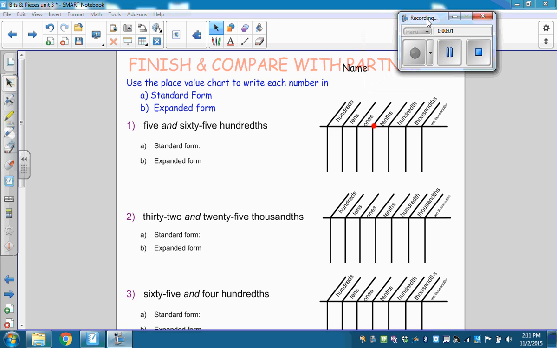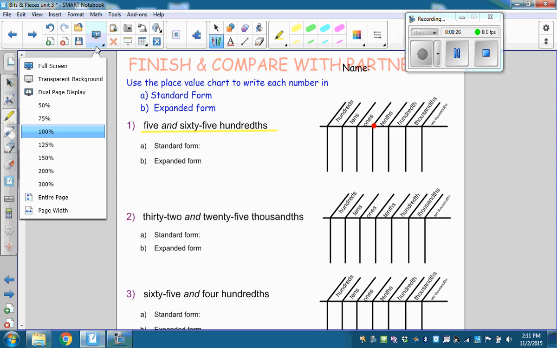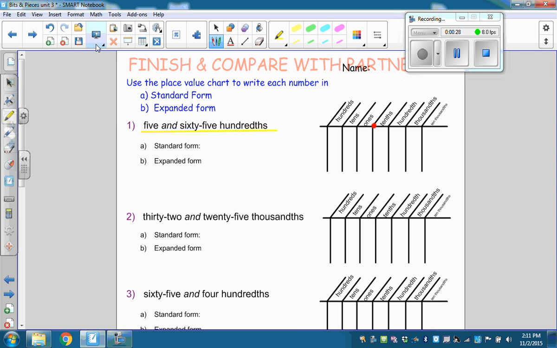One of the goals this week is to really understand place value and how to write numbers with words, with expanded form, and with standard form. So there's a lot of language there. We're talking about words, and if you look at example number 1 here, it gives you the words here, and it says the number of interest is 5 and 65 hundredths.